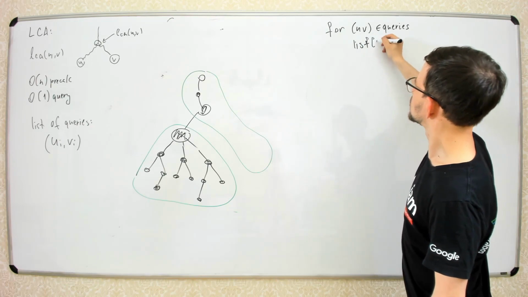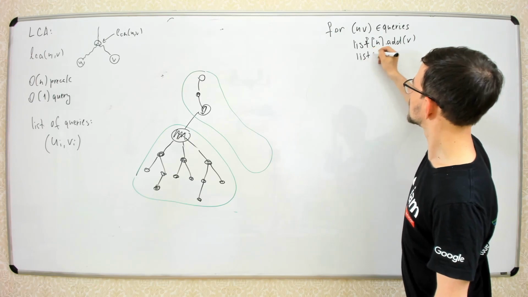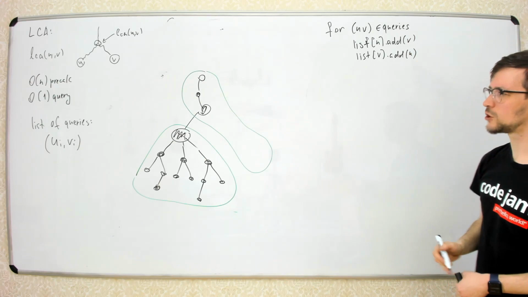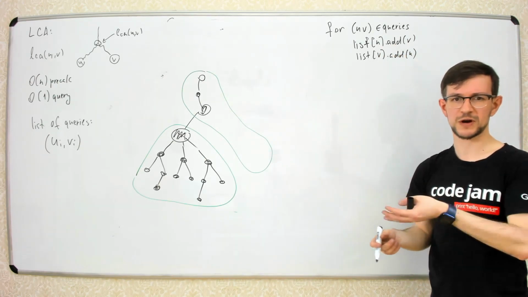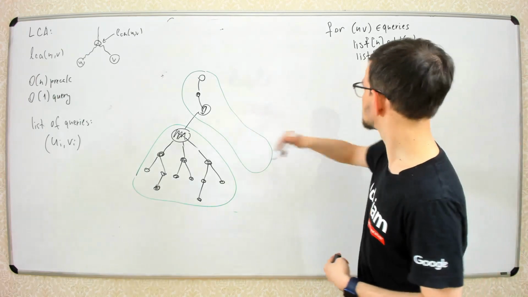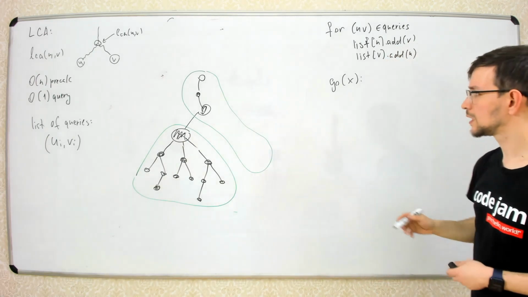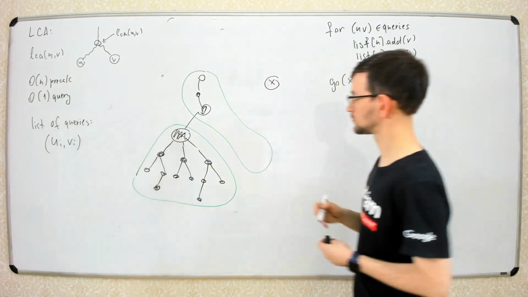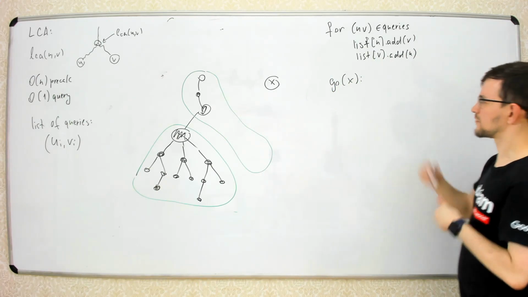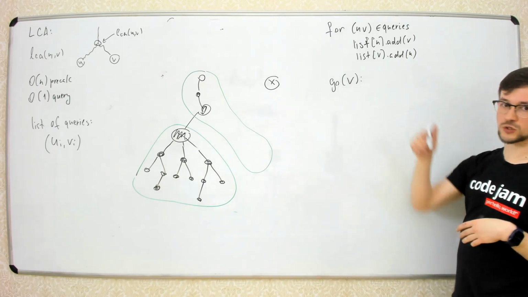I will take the list of u and add v, and I will take the list of v and add u. Because I don't know which of these two nodes is left and which is right, I'll just add it into both lists. And now I simply make the recursive traversal, so I make the go of x. So now I have this node x, and I iterate over all nodes of v.